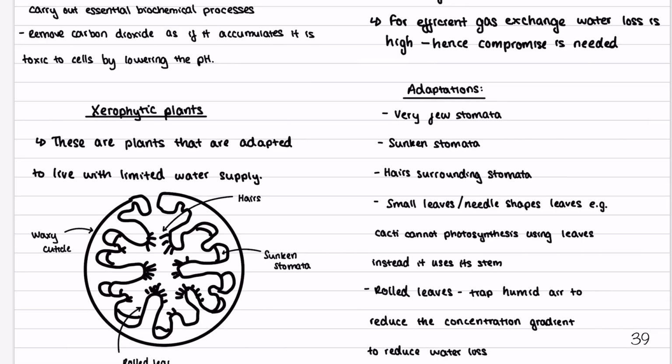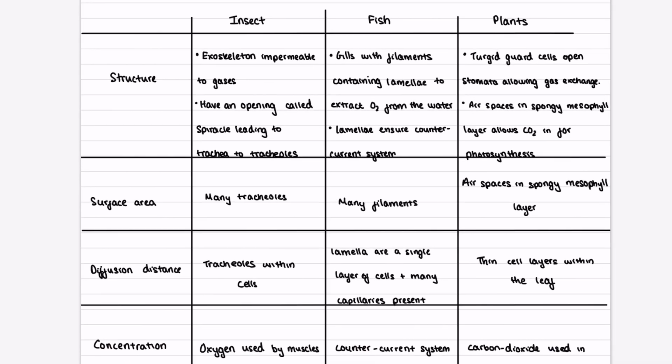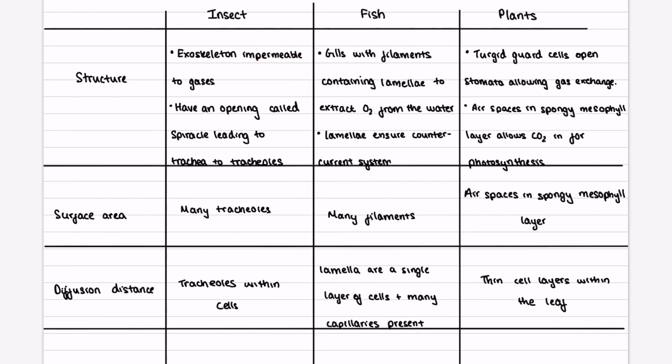Now, insects have an exoskeleton, making them impermeable to gases. However, they have an opening called a spiracle, leading to trachea and then branching into tracheoles. Whereas the fish have gills with filaments containing lamellae to extract oxygen from the water.